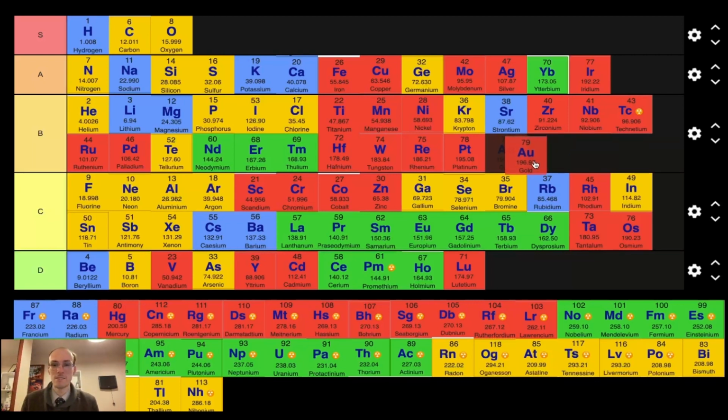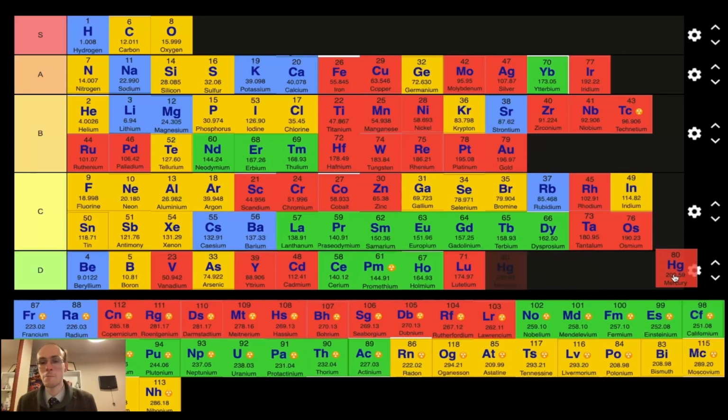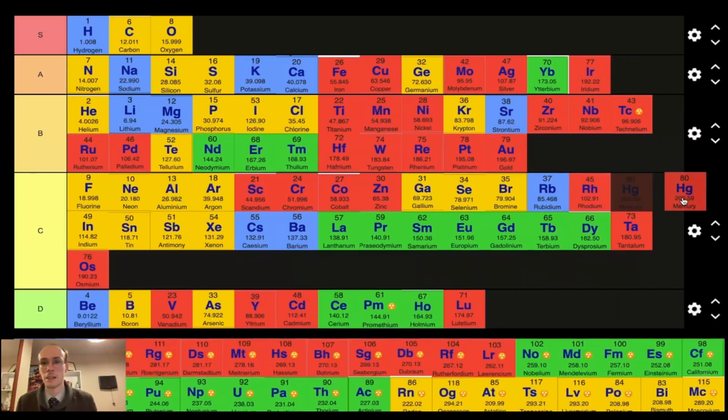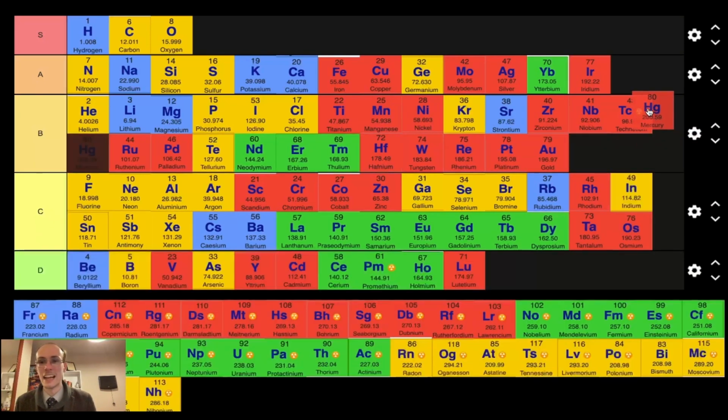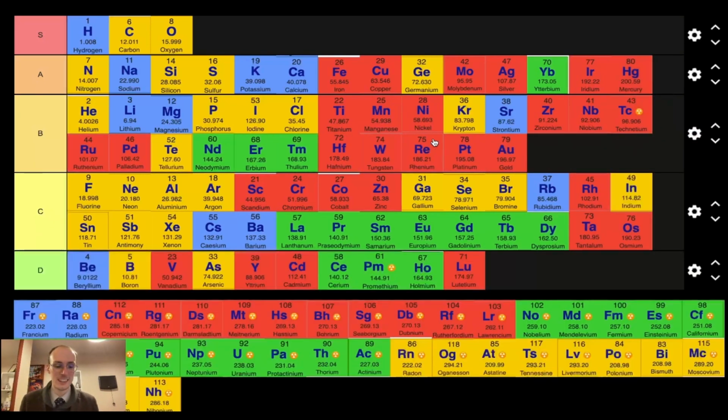It's interesting. There you go. It can go in B. It's got some mildly interesting facts. Mercury, the liquid toxic poisonous metal. A. There you go for that fact alone.